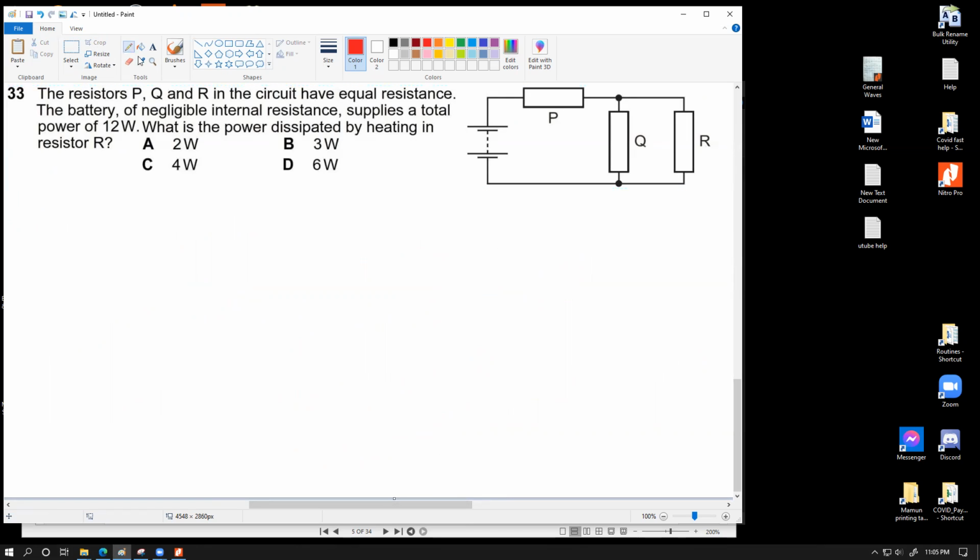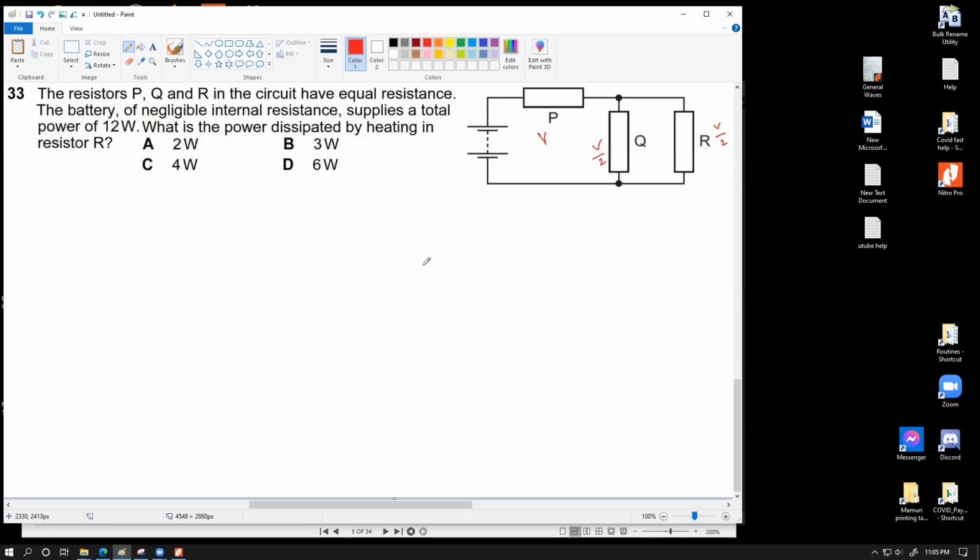willing to show this problem because this problem is unique. Let's assume the voltage across this P resistor is V. Let's say this is consuming a voltage of V. What would be the voltage across this parallel combination? Do you understand this part?